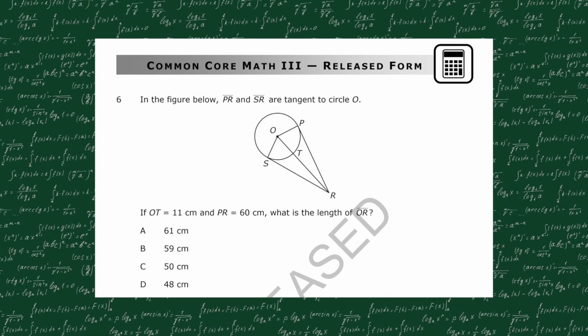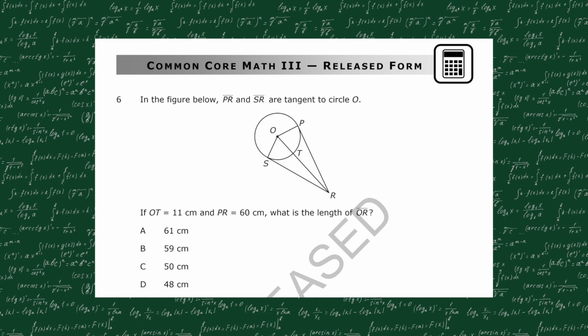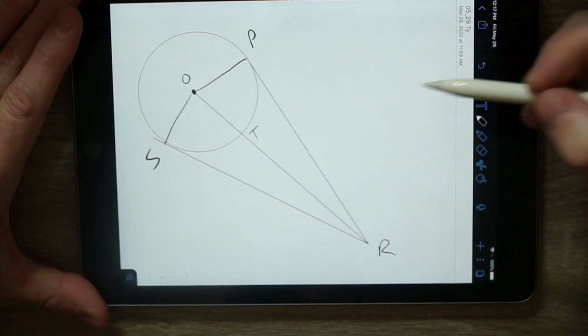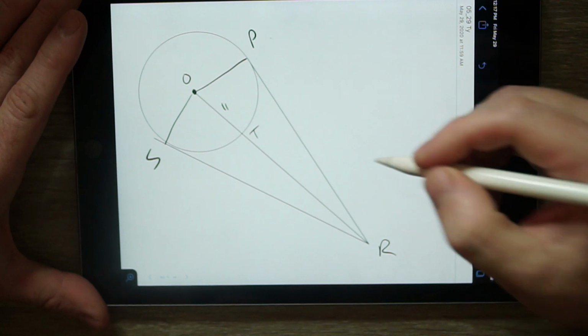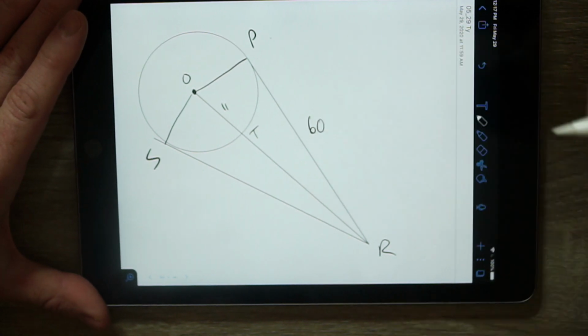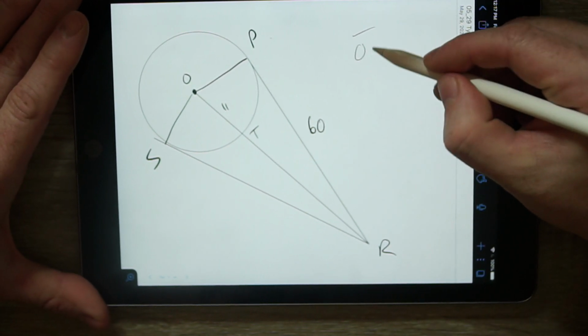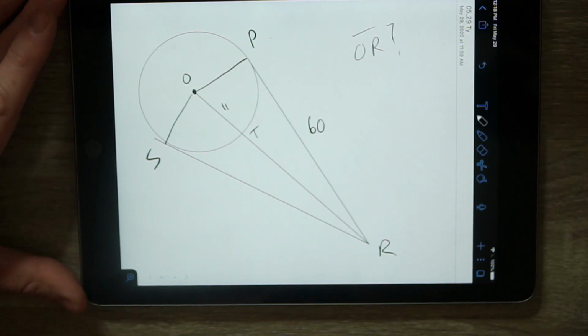S, T, and then R is out here. So they're telling me that OT is 11, and then PR is 60, and then they ask me about OR.